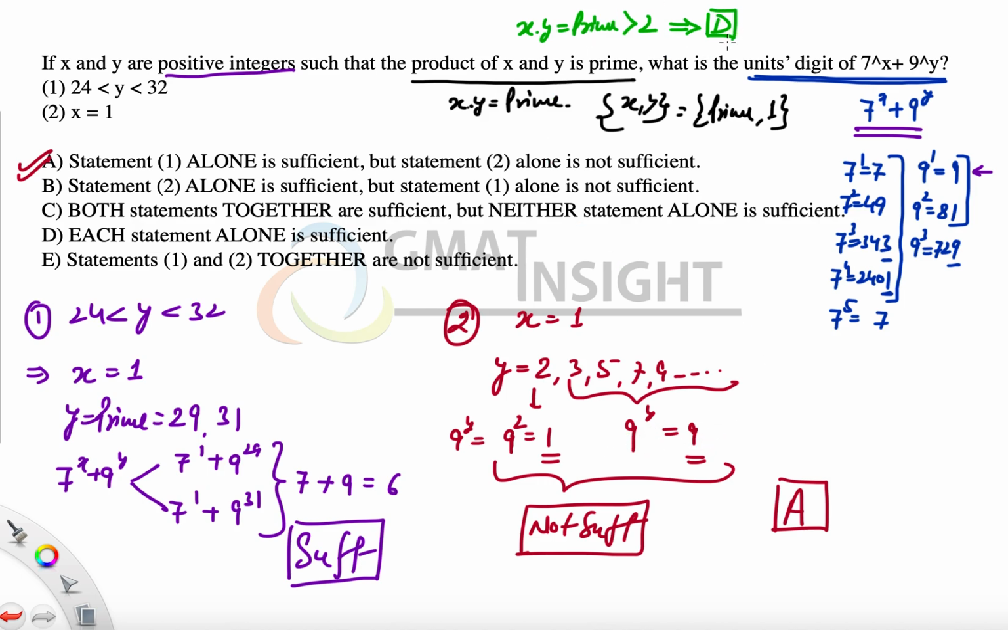So this is the change that I was talking about, and therefore it becomes paramount to prove that a statement is not sufficient with the help of several cases. Here we have done the same thing, and that is why this is the ideal way of answering a data sufficiency question. I hope this helps.